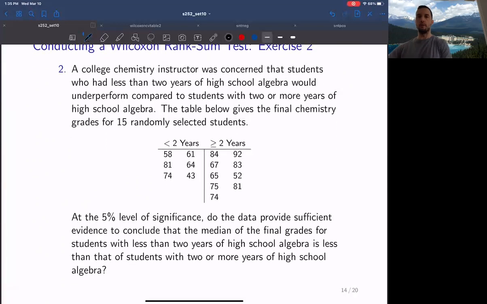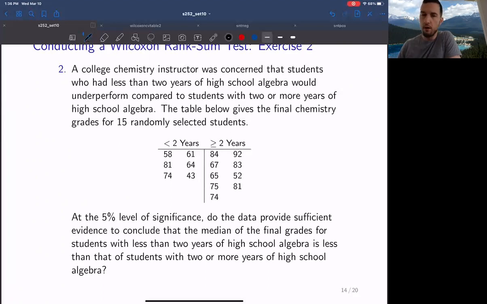A college chemistry instructor was concerned that students who had less than 2 years of high school algebra would underperform compared to students with 2 or more years of high school algebra. The table below gives the final chemistry grades for 15 randomly selected students.